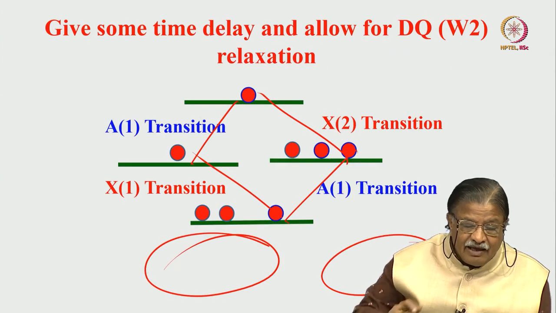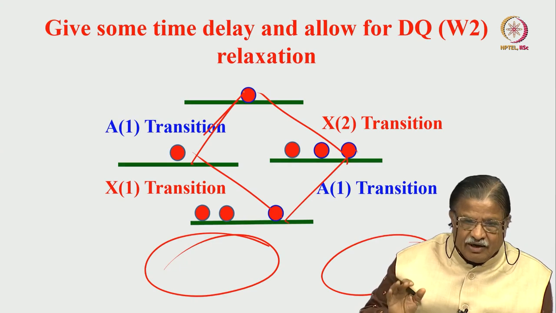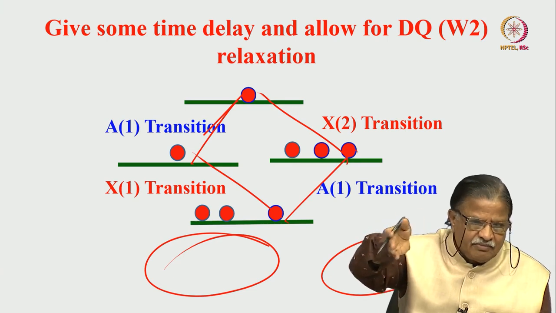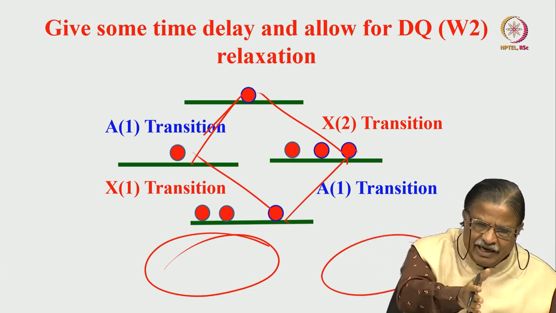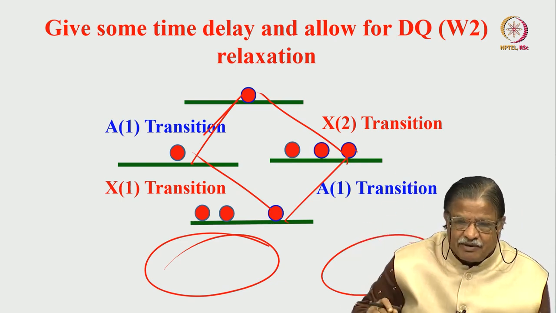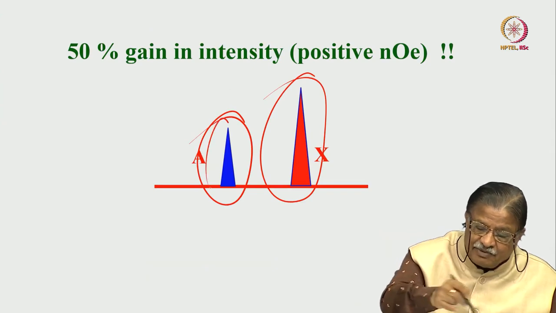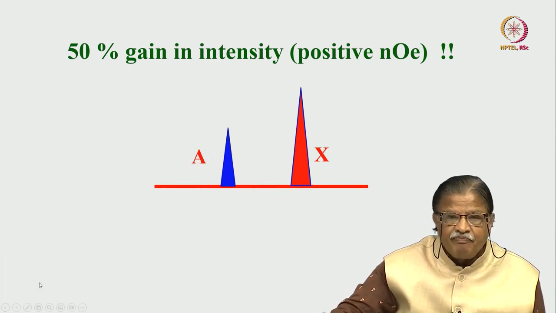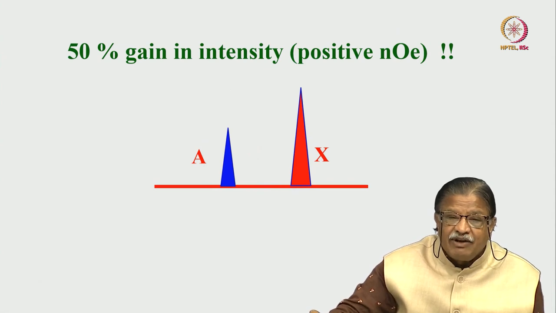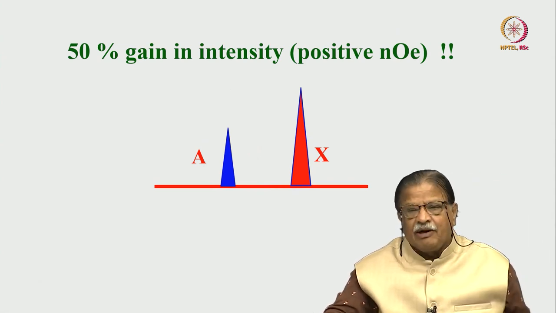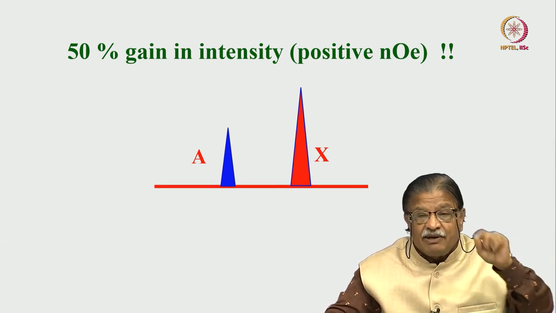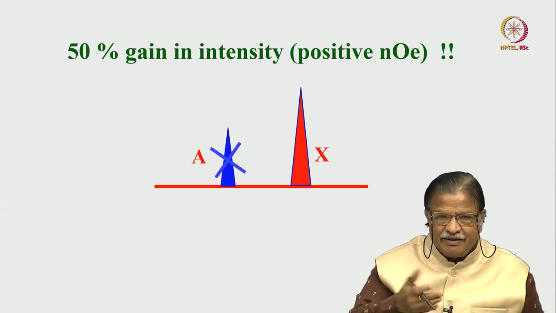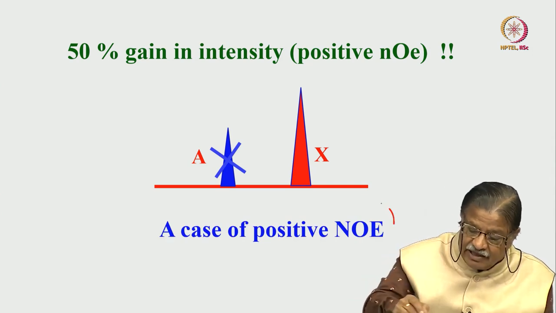What happened here? We saturated A spin. That's what should happen. If I saturate one spin, the change in the intensity of the non-irradiated spin is what is NOE, as I told you in the previous class, the definition of NOE. I am irradiating A spin, there must be a change in the intensity of the X spin. And that's what happens here. I irradiated A spin, and X spin has increased its intensity by 50%. There's a gain in the intensity. This is a situation called positive NOE. If the spins undergo relaxation through the double quantum pathway, there's a positive enhancement of the signal intensity by nearly 50%, and you are going to get positive NOE. Anyway, this is a case of positive NOE.